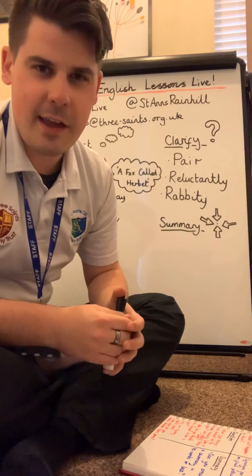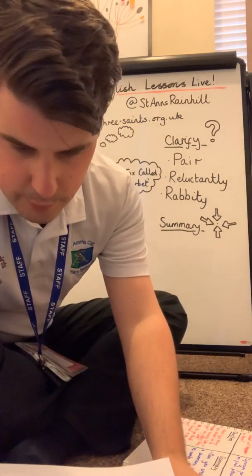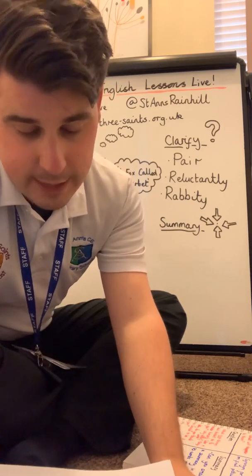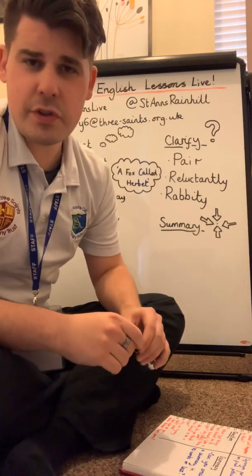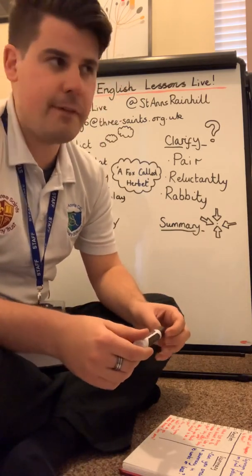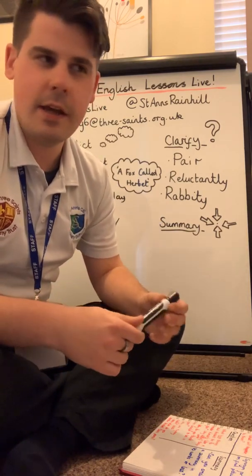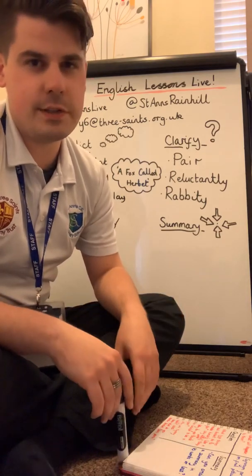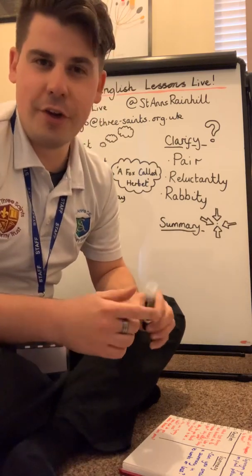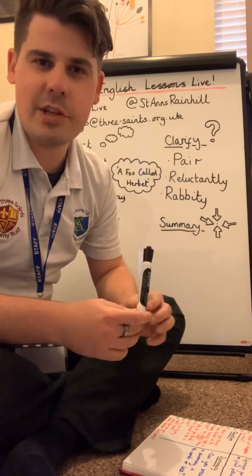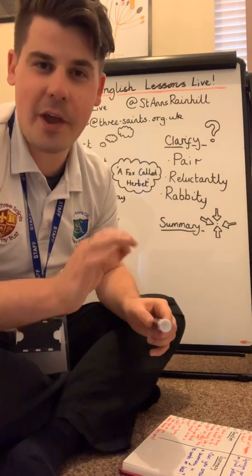The next word is reluctantly. It says in the text, reluctantly, Herbert let his ears look rabbity again. So if someone does something reluctantly or feels reluctant to do something, what does that mean? You might say, the children reluctantly came inside after playtime, or they reluctantly ate their cabbage and broccoli. If you think you know what reluctantly means, pause the video and write it down.